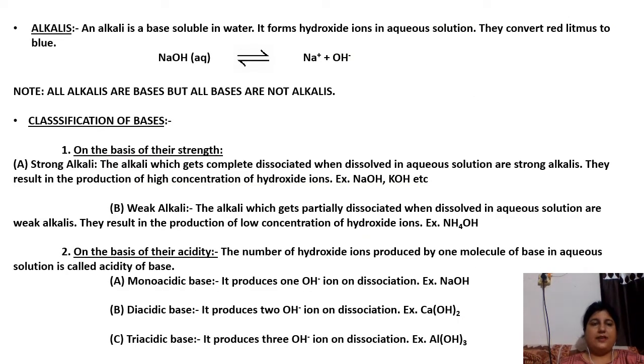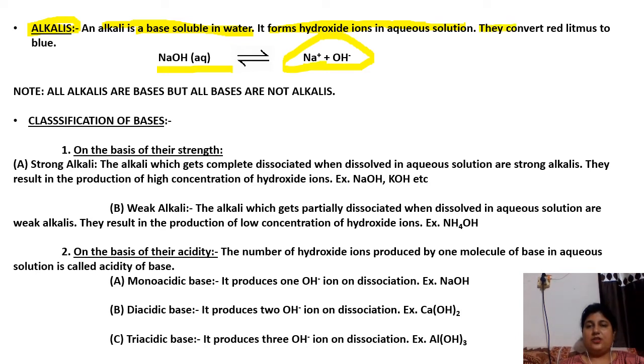Now the next topic is alkalis. What do you mean by alkalis? Alkalis are the aqueous solution of bases. Means when bases are dissolved in water, they result in formation of alkali. So they form the hydroxide ion in aqueous solution. For example, when NaOH is dissolved in water, it results in the formation of sodium ion and OH. These are the substances which convert red litmus to blue. All alkalis are bases, but each base is not alkali.